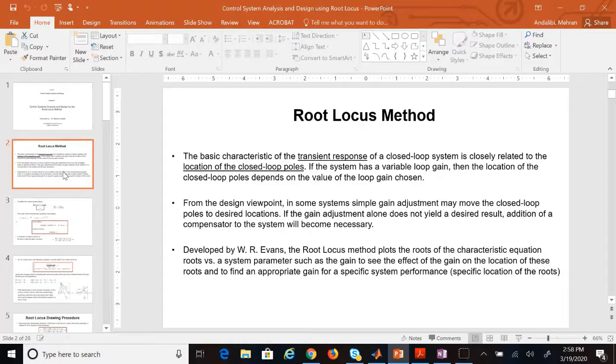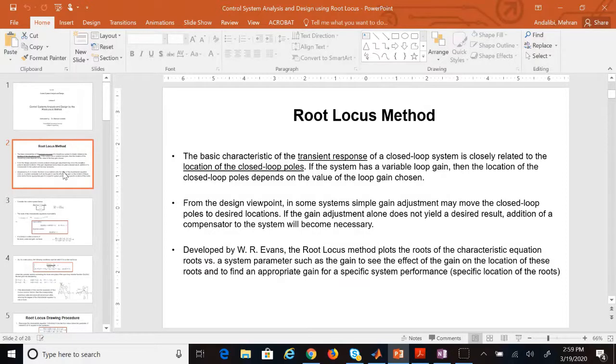It shows the location of these poles as one parameter in the system, which could be a gain or anything that you can change. As it changes, it shows the effect of that parameter on the location of this closed loop transfer function poles. We learned that the behavior of a system depends heavily on what? The location of these poles, right?